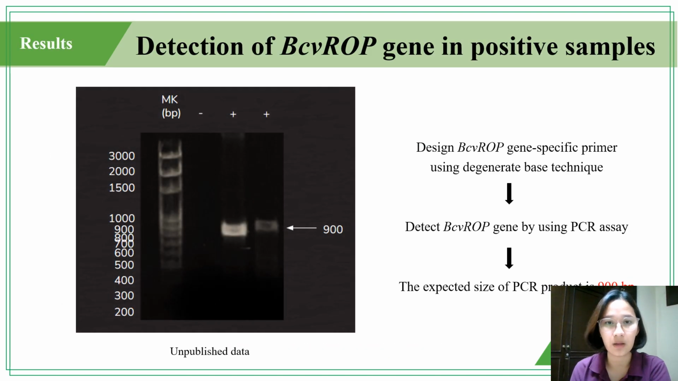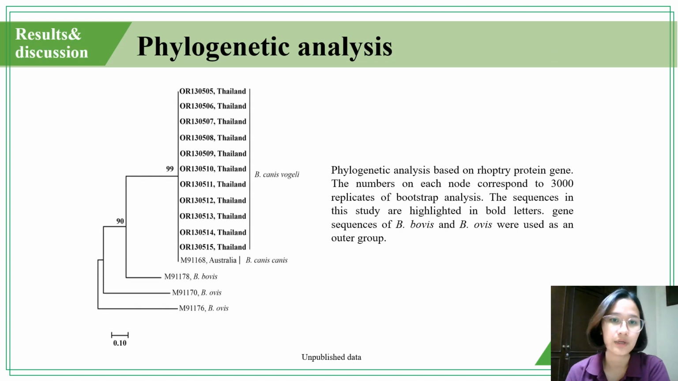For the result of the detection of B. canis vogeli rhoptry protein genes in the positive samples, the agarose gel showed the target band at 900 base pairs, and we also confirmed by sequencing. And for the phylogenetic analysis, we found that the gene sequence of the rhoptry protein is conserved among the Thai strains and also conserved with B. canis canis. However, we need to study more about the genetic diversity in other countries to understand more.